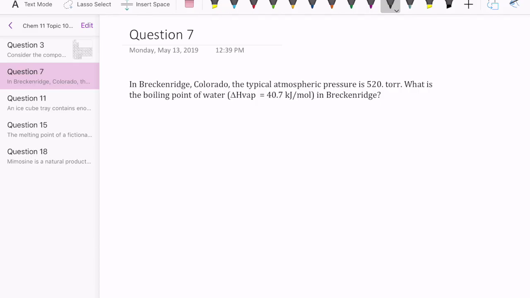Let's take a look at question 7 in topic set 10 for Chem 11. This is a question about vapor pressure and calculating vapor pressure at different temperatures. A quick reminder, there's an equation that we discussed in class which is called the Clausius-Clapeyron equation. What this equation allows us to do is calculate vapor pressure at two different temperatures.